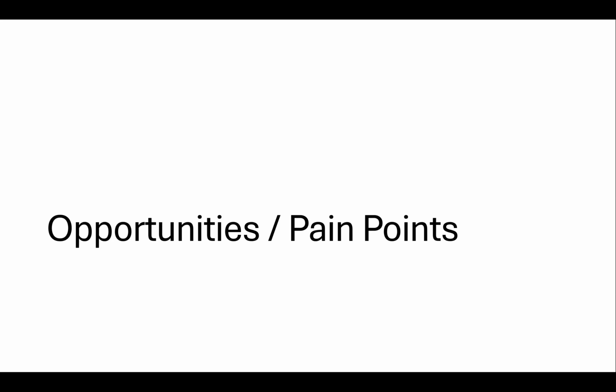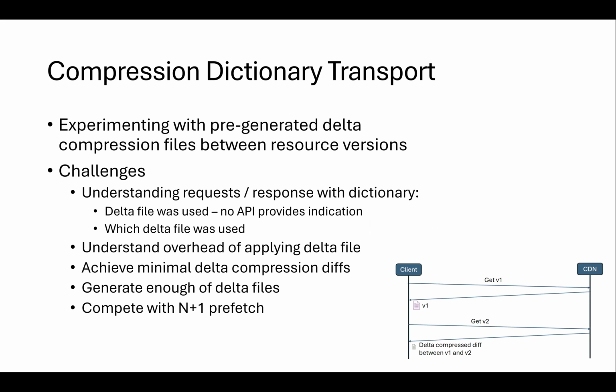The last part: some opportunities or pain points, some areas we think can be improved. On compression dictionary transport, as mentioned earlier, we experiment with pre-generated delta compression files. We offline, during build time, generate diff files between the JavaScript that we release and the JavaScript that we currently expect to be cached on the client.